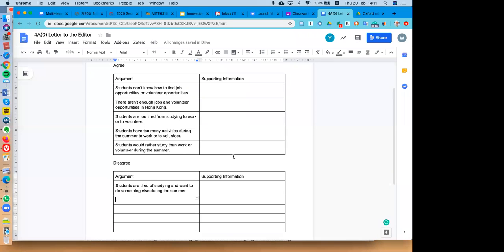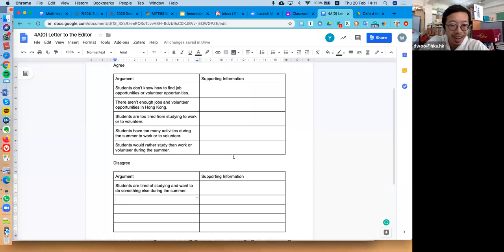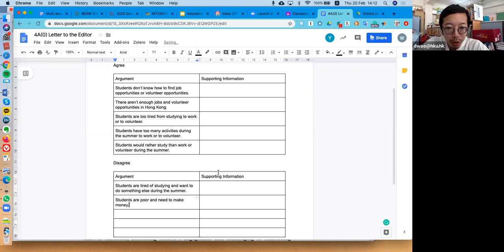Because students want to make money. Yes, good. Students are poor and need to make money. Okay. Yeah. Students are poor and they need to make money. That's a very obvious answer.